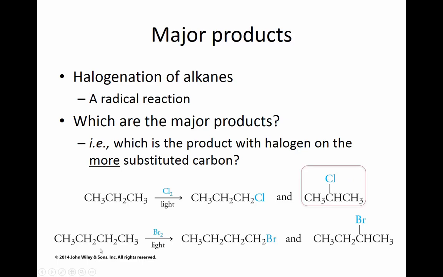And here we've got butane, and we're going to hit bromine with some light and brominate butane. Which is the major product? Again, we ask ourselves which has the halogen on the more substituted carbon. It's not this one with the halogen on the end, it's this one that has the halogen in the middle. So there would be 2-bromobutane here, and it would be the major product of this reaction.